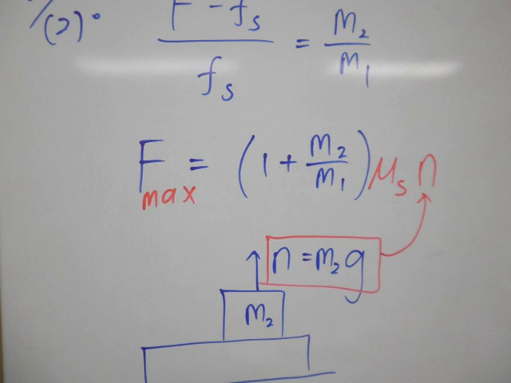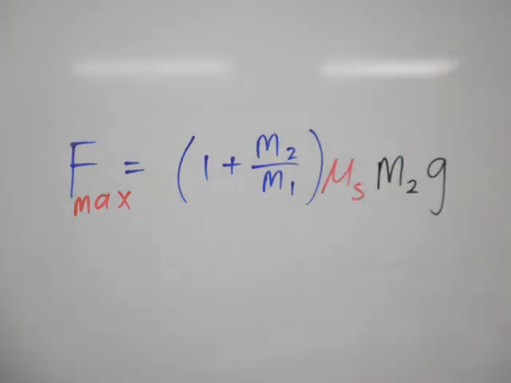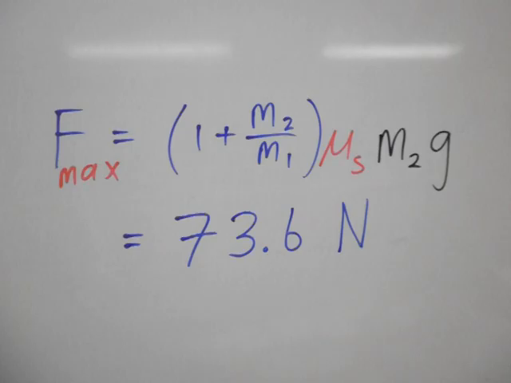The value of N needs to be determined. It is simply equal to the weight of m2 based on the vertical forces on the free body diagram drawn for the upper block. So the maximum threshold force F is given by this expression, which we can now substitute the given quantities to determine its numerical value. So we have found that the maximum threshold force for this system is 73.6 newtons.